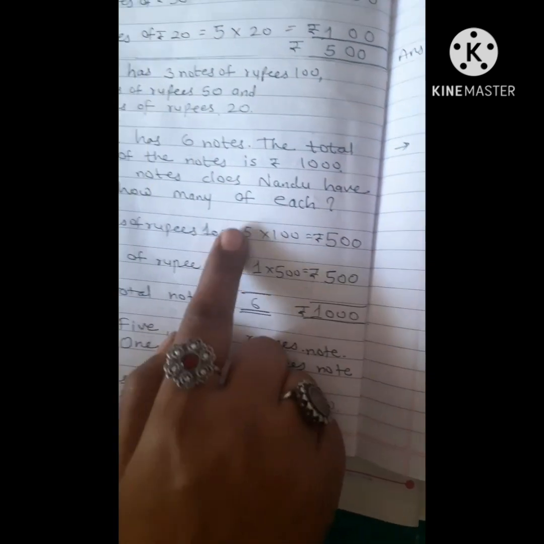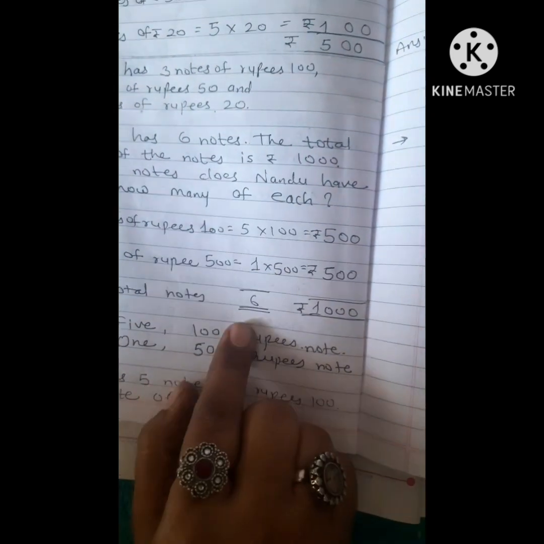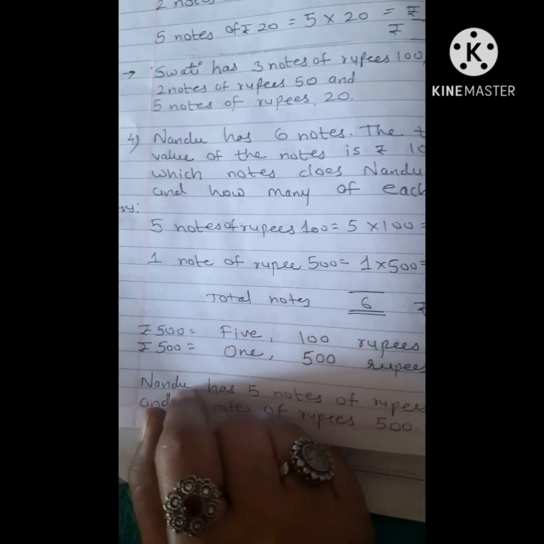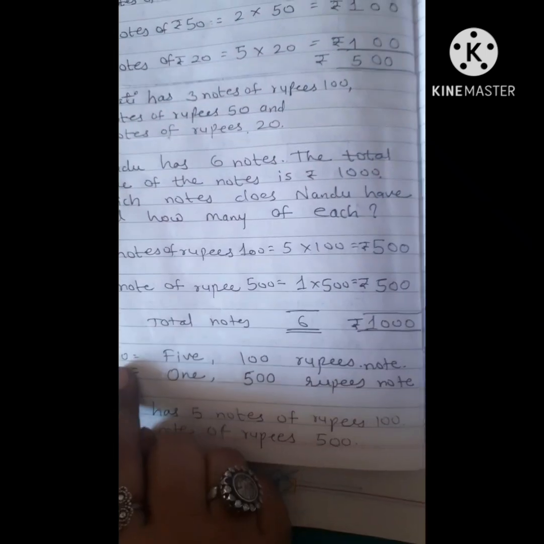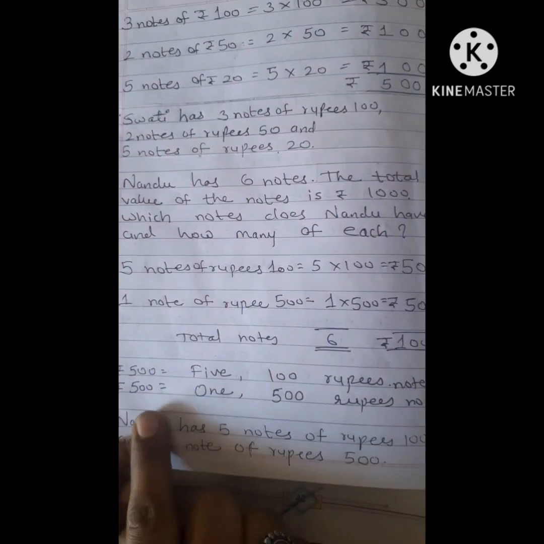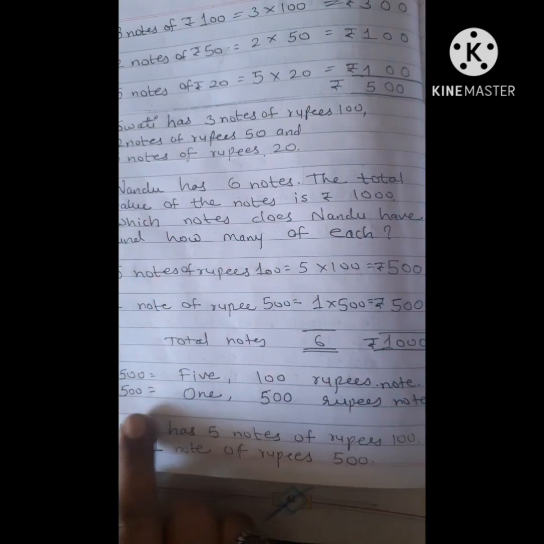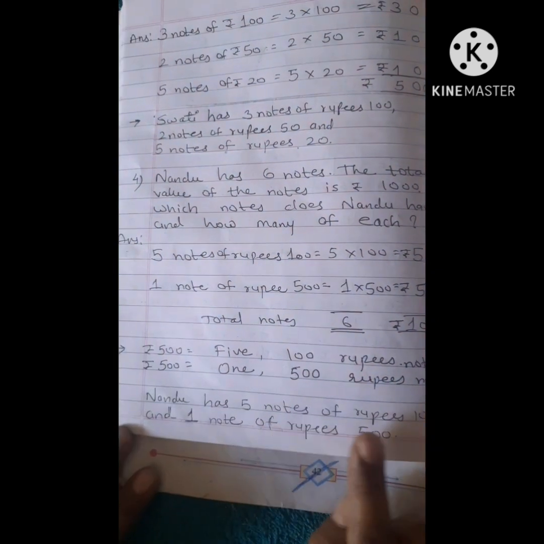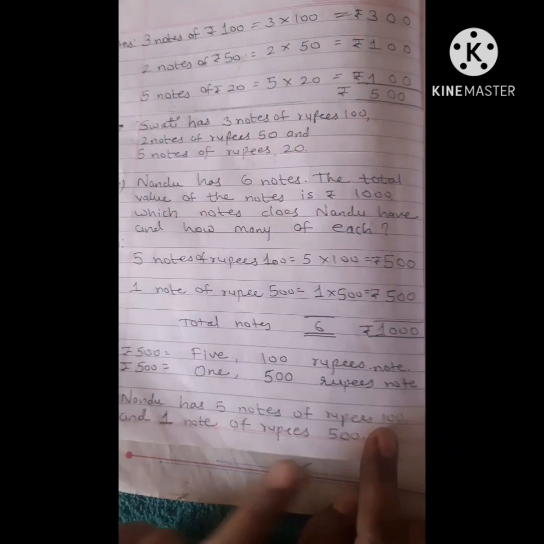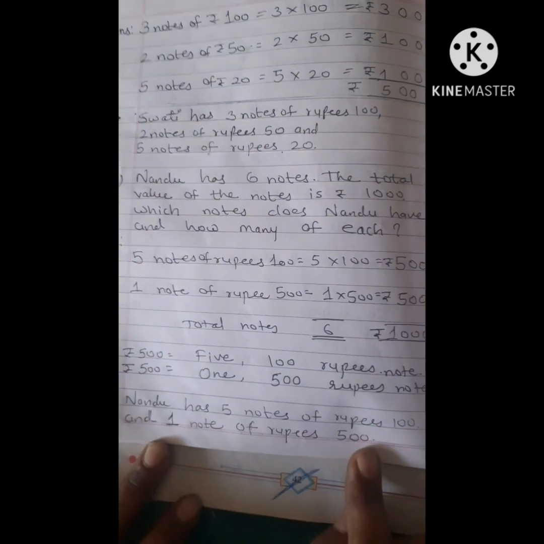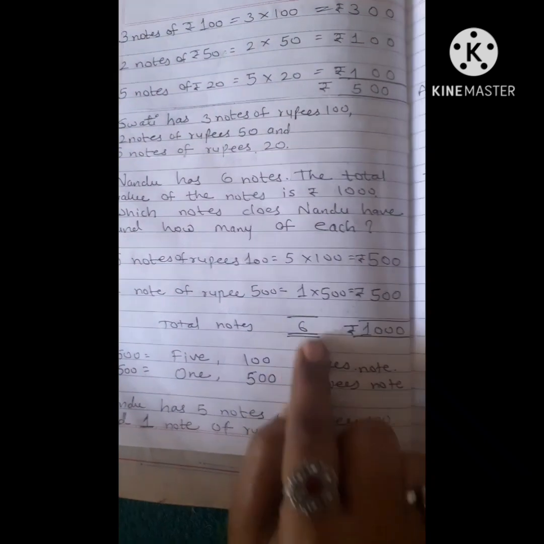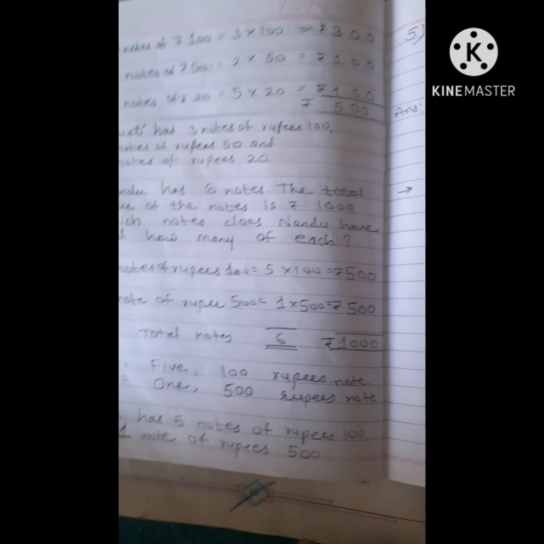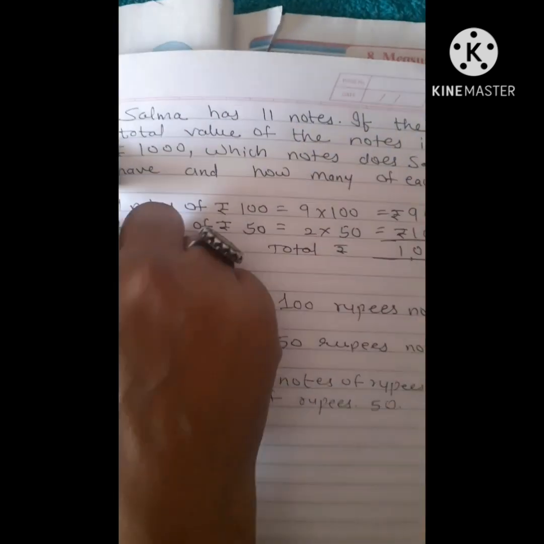So 500 plus 500, total amount will be 1000. And the number of notes is also the same. See, 5 plus 1, 6 notes and the amount is 1000. So our final answer is, you have to write here 500 rupees only 1 note and 100 rupee notes. After writing this, the final answer is Nandu has 5 notes of rupees 100 and only 1 note of rupees 500 to complete the amount 1000, and the number of notes is also the same, that is 6. Clear? Okay.